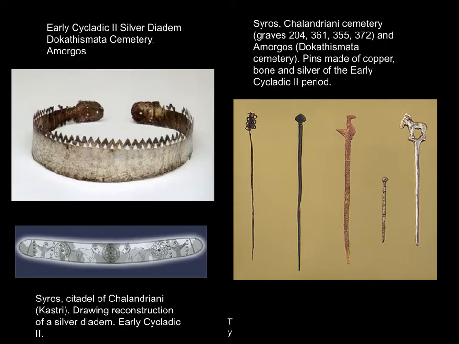These are some more elaborate types of finds. So we have a silver diadem. On the lower left there is a reconstruction showing a narrative scene on the diadem. And then on the right there is a group of different pins made in copper, bone, silver. So what we start to see is that when they're making the metal work, it's not only utilitarian pieces like tools and weapons, but we do actually start to get a few objects that are more like toiletries, more elaborate things that are not utilitarian in that way.